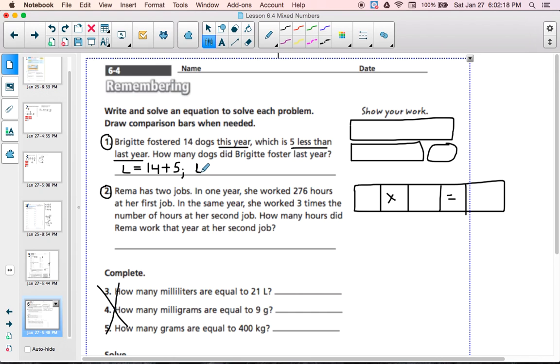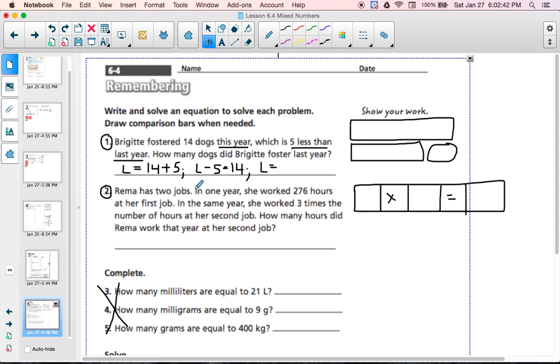Or you could say whatever they had last year, if you take 5 away from it, you'll get this year's, which was 14. Either one of those equations would work. All right. So see if you can figure out how many they fostered last year.